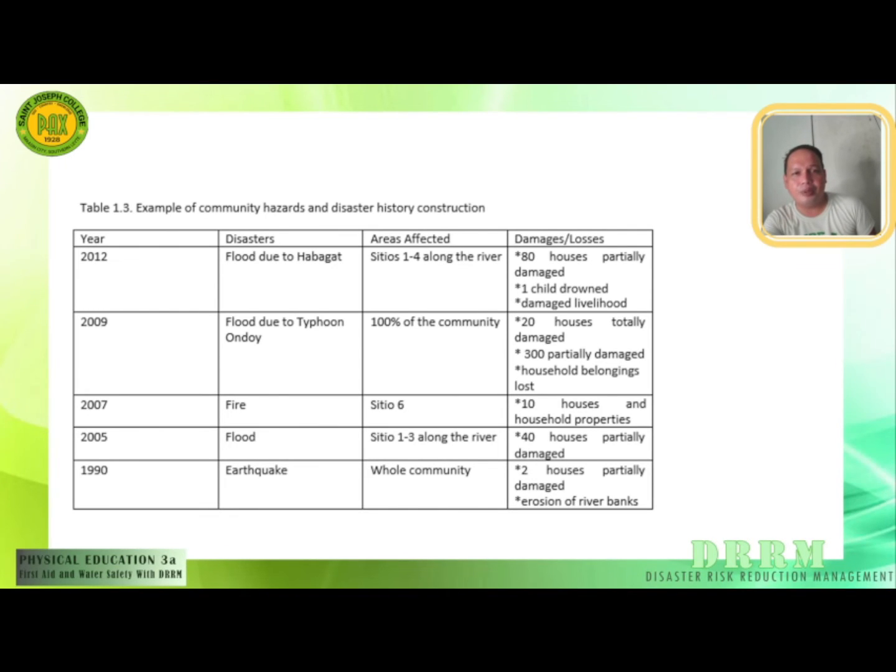So, here is the sample of the community hazard and disaster history construction. You have to identify also the barangay, the address of the barangay, the population number, how many kids, how many adults, how many females, how many elderly, how many with morbidity or illness. On the top of the row are year, disaster, areas affected, damages and loss. For example, 2012. This certain barangay had flood due to habagat. Then the areas affected are 1 to 4 sitios along the river. Then the damages: 80 houses partially damaged, 1 child drowned, damaged livelihood. So you're going to make that one. The rest are the same.